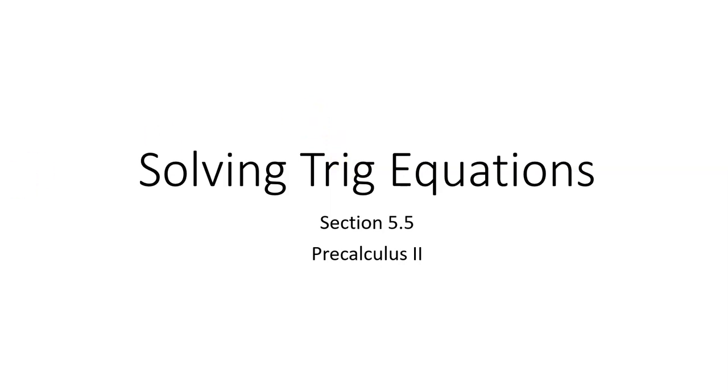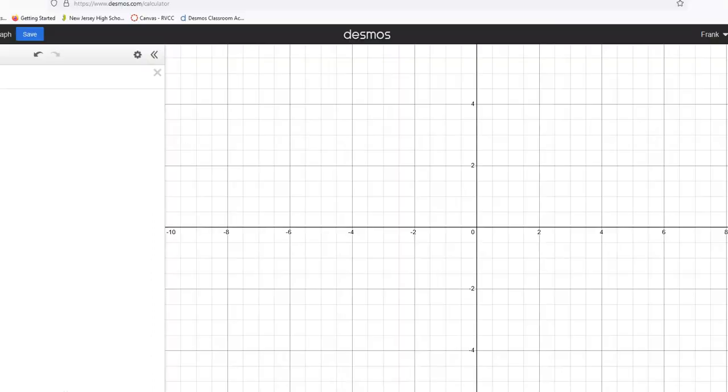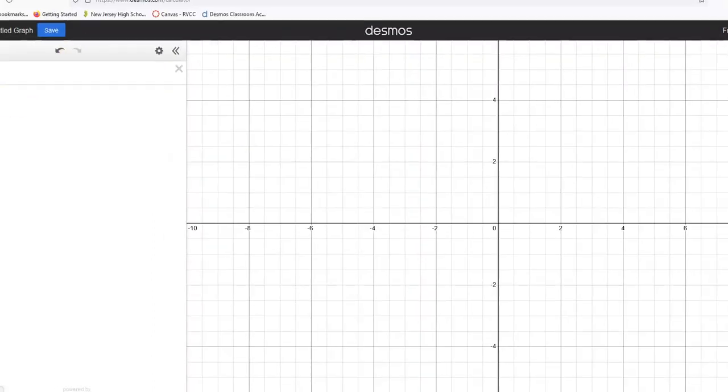And so here's the question. Find all solutions to the sine of x equals 1/3 on the interval from -4 to 4, and we're going to approximate to 3 decimal places. So I want to find out where the sine of x is equal to 1/3. Well, to do that, let's grab a graphing program. So I'm going to pull up Desmos over here.